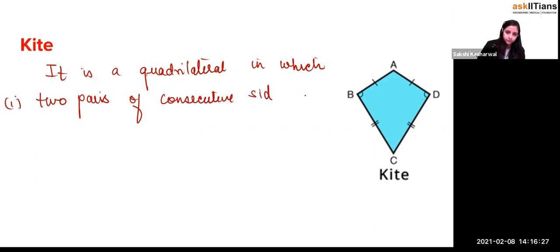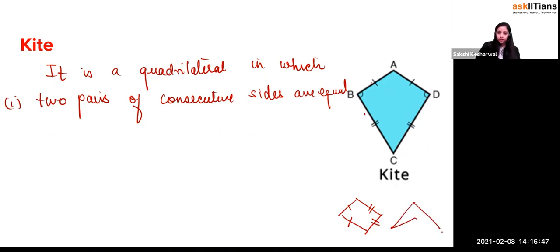Consecutive sides are equal, right or not? So these two are consecutive. This and this can be equal, but depending on two pairs like this. Let us suppose you're making this and this equal, this and this equal. So yes, this is again a kite. Let us suppose I made a figure like this, and I said that this and this are equal. Is this a kite? Yes, this is again a kite because if you see that the two pairs of the consecutive sides are equal, so yes, it is a kite, right?